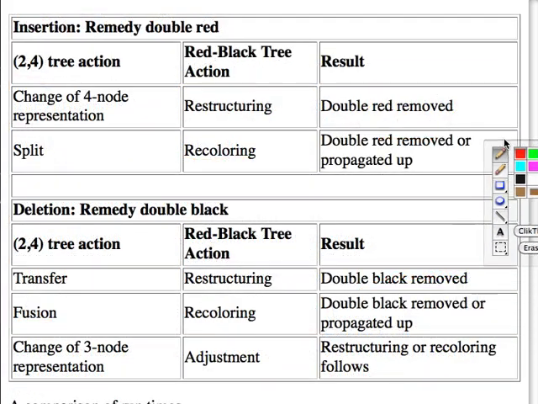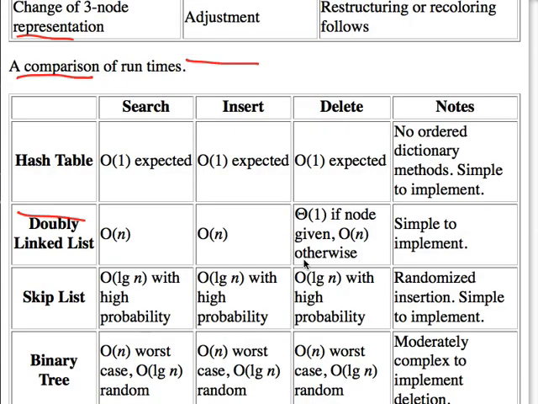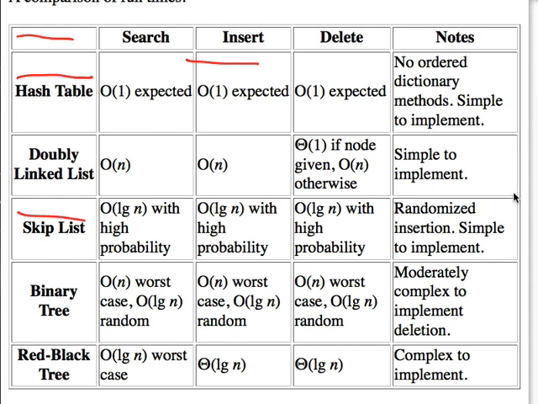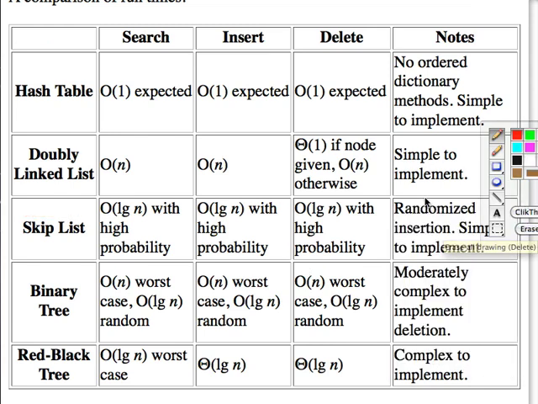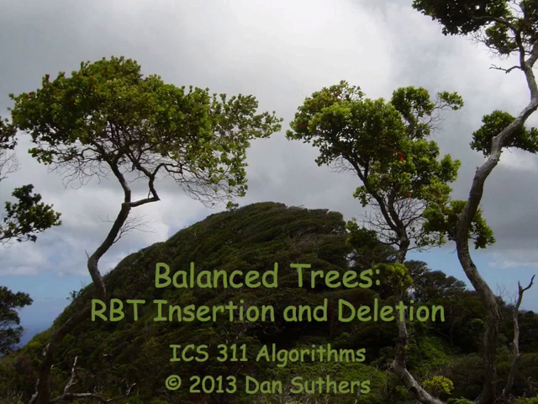And finally, I just want to point out that in the web notes here, there's a table relating the 2-4 tree action to the red-black tree action and what they do. It's done for both insertion and deletion. And also there's a table here that compares the various dictionary representations that we've been working with here. So you may want to look at that as a nice summary of their relative properties.